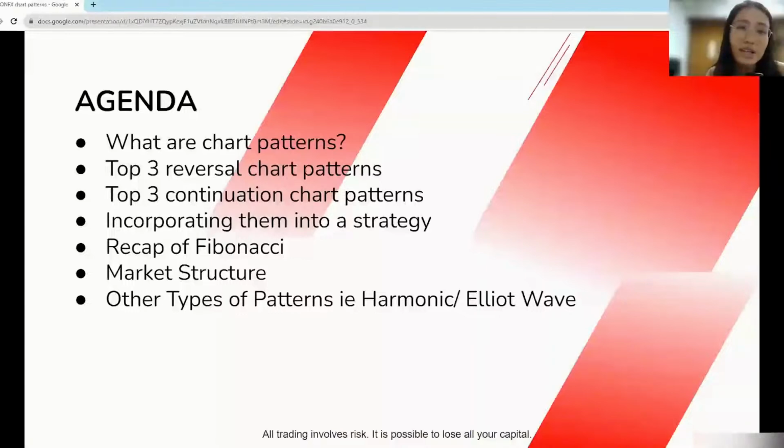Here's our agenda for today. We're just going to get right into chart patterns, looking at the top 3 reversal chart patterns and the top 3 continuation chart patterns. And then we're going to look at how we can incorporate them into a strategy. If we have time after that, which we probably should have, we'll then do a recap of Fibonacci and market structure, because then that leads us into other types of patterns, such as your harmonic patterns and your Elliott wave patterns as well. So we're just going to add a bit of bonus for this webinar as well.